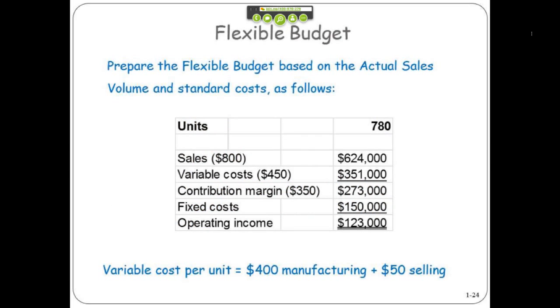Okay, so the flexible budget for Schmidt would be based upon the actual sales of 780 and the budgeted price, variable costs, and therefore contribution margin. You can see here we chose to keep the fixed costs from the budget at the 150,000 level. Could have chosen the actual if we thought it was appropriate. So the flex budget says we should have had operating income of $123,000 at this sales level, all other things being equal. That's what the flexible budget says.